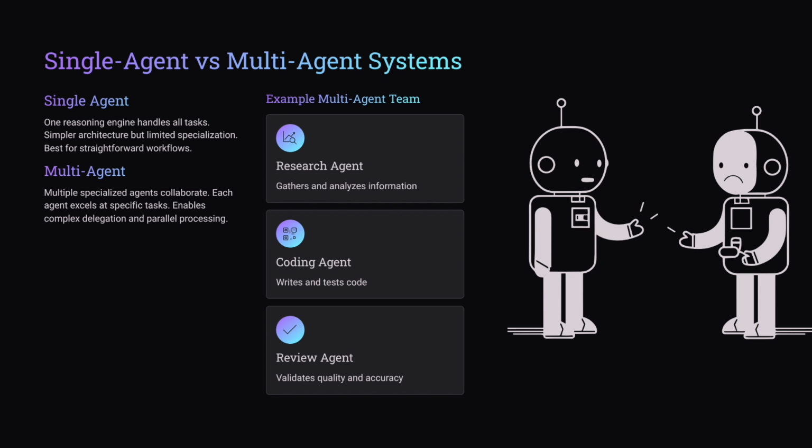A single agent is simpler. One reasoning engine does everything. A multi-agent system uses specialists. Example team: research agent finds sources, coding agent writes scripts, review agent checks correctness and safety. Why multi-agent systems work: specialization reduces mistakes and speeds up work by parallelism. Tip: use a single agent first. Move to multi-agent when tasks become complex or need quality gates.